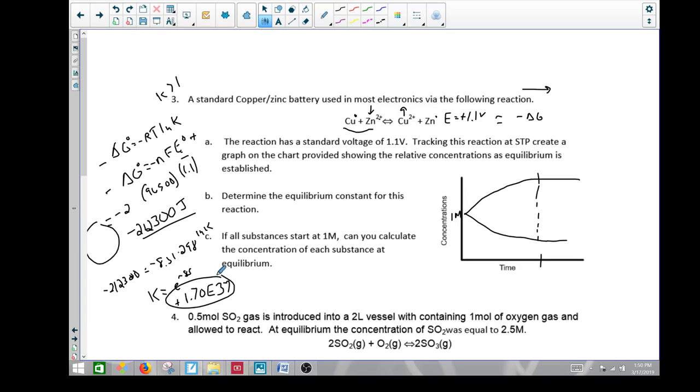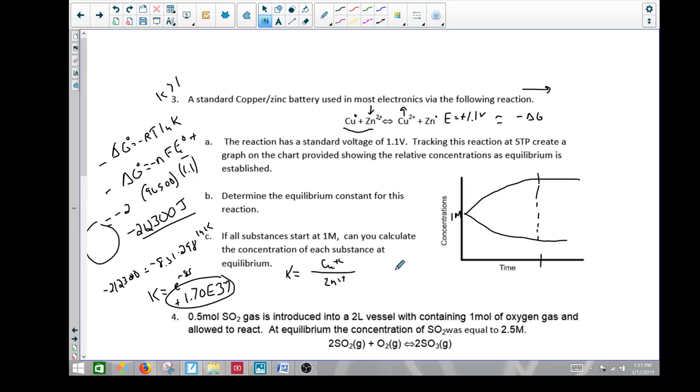All substances start at 1 molar. Can you calculate the concentration of each substance at equilibrium? All right, in this case, we do know that the concentration of zinc goes down and this goes up. So the expression is K equals the concentration of the copper ion over the concentration of the zinc 2 plus, equals my K value.